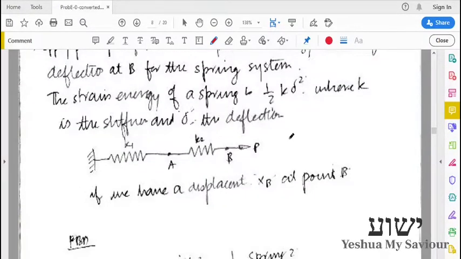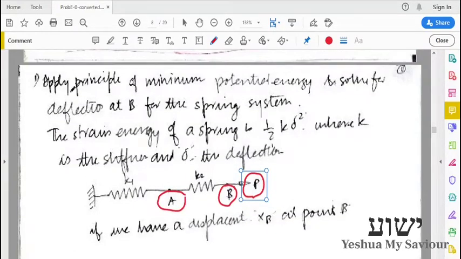Okay, we are given a spring system in which we have two springs that are connected in series with each other. To the second spring a load P is applied, and we have to find the deflection at point B. And we'll see that we can also find the deflection at point A. Here it is explicitly mentioned that we have to use the principle of minimum potential energy.